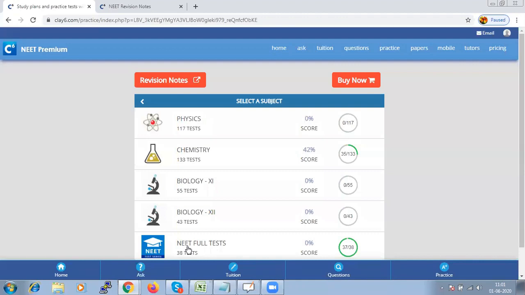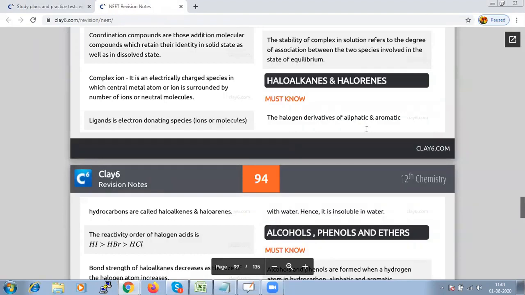So now let us enter into the chapter haloalkanes and haloarenes. When we talk about haloalkanes and haloarenes, the halogen derivatives of aliphatic and aromatic hydrocarbons, we give them the names haloalkanes and haloarenes. So when we say haloalkanes, what is a haloalkane?